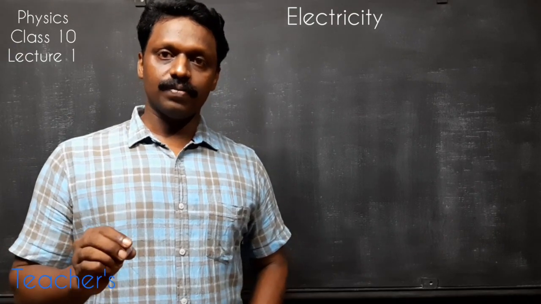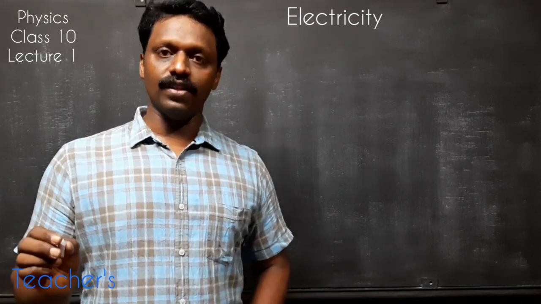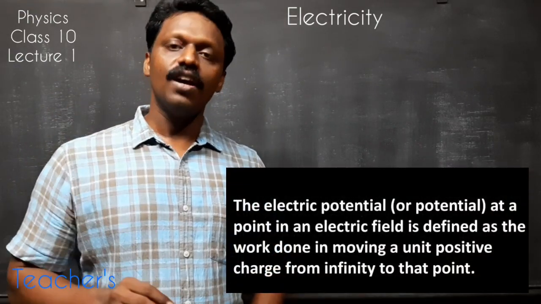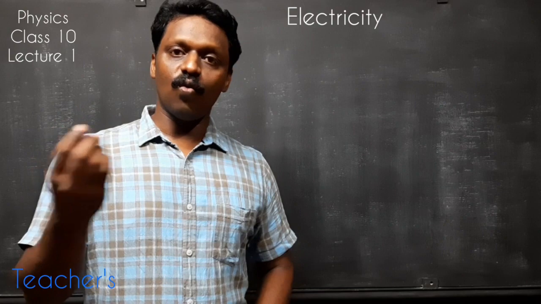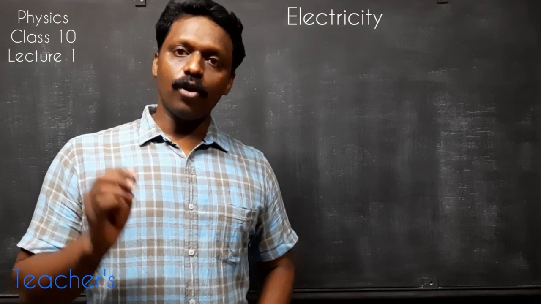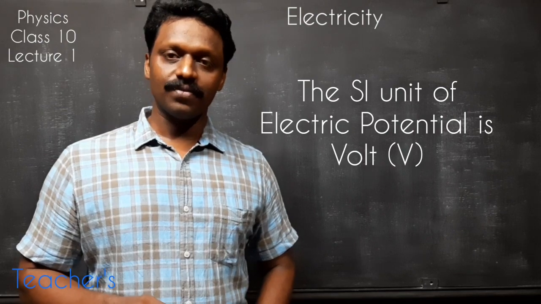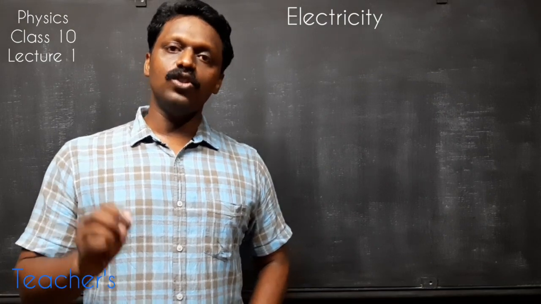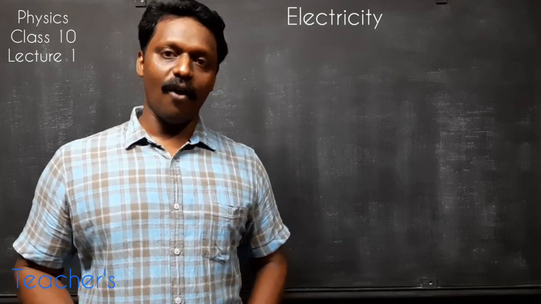The electric potential or potential at a point in an electric field is defined as the work done in moving a unit positive charge from infinity to that point. So infinity is the place where the electric effects cannot be influenced by the central charge. Potential is denoted by symbol V and its unit is volt. A potential of 1 volt at a point means that 1 joule of work is done in moving 1 unit positive charge from infinity to that point.